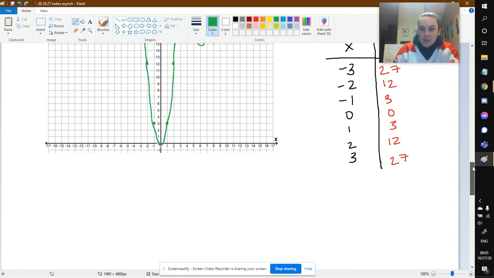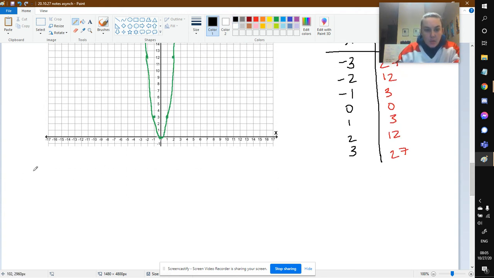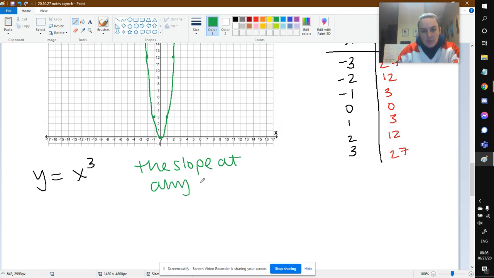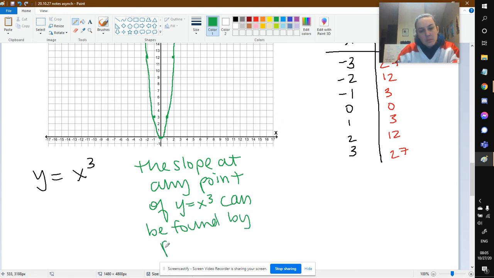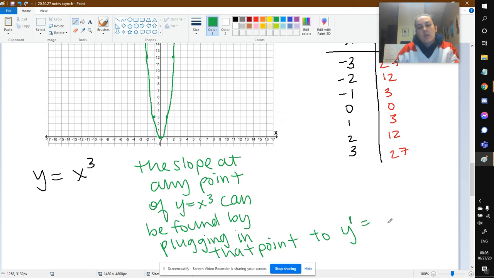So now, bringing it all together, we started with the function y equals x cubed, and then we said the slope at any point of y equals x cubed can be found by plugging in that point to this equation.